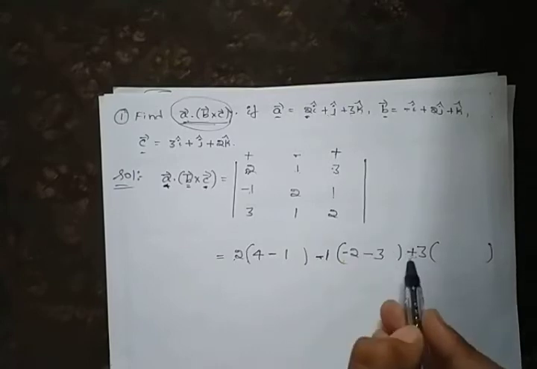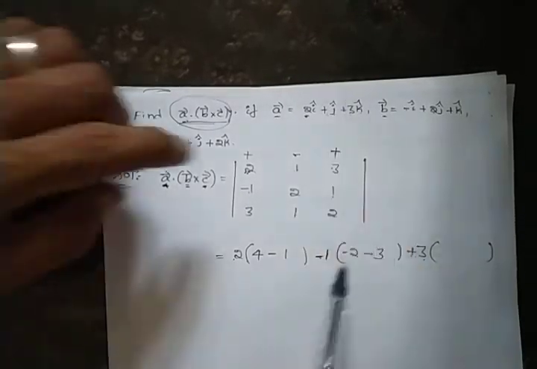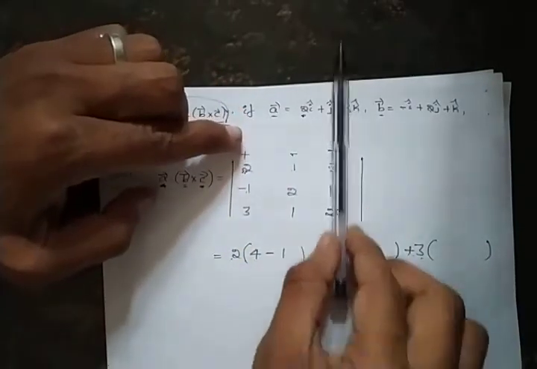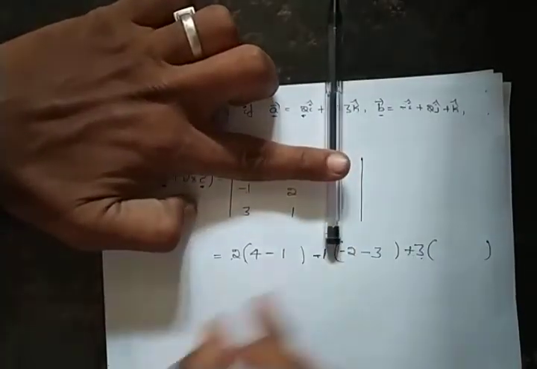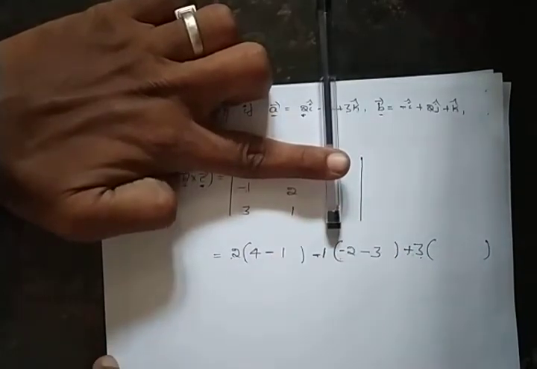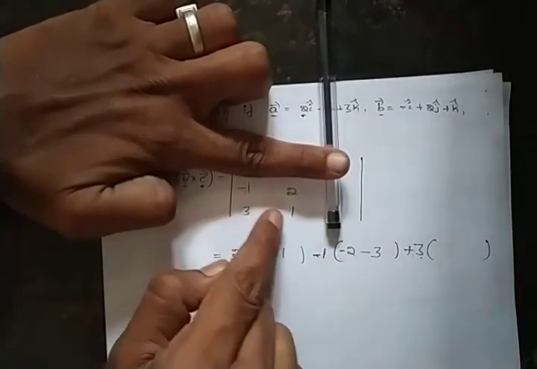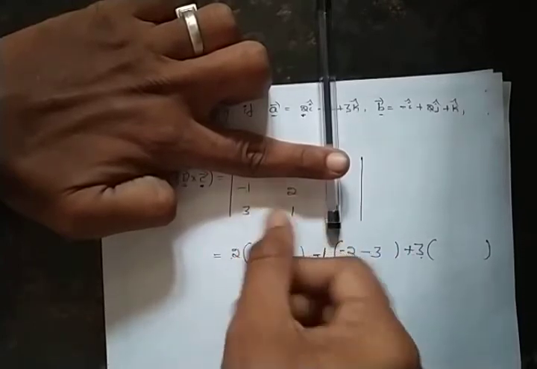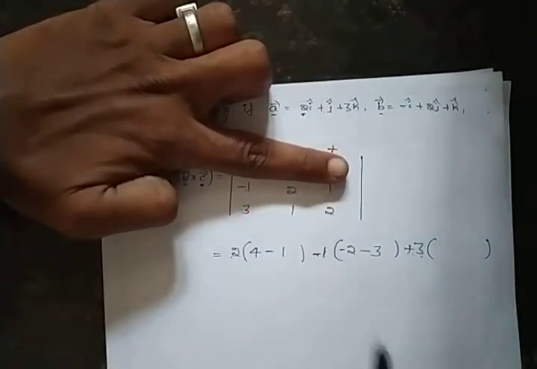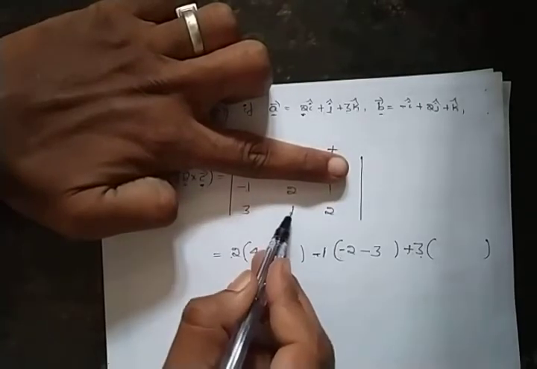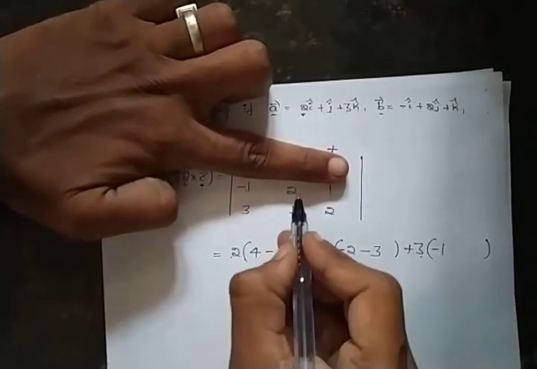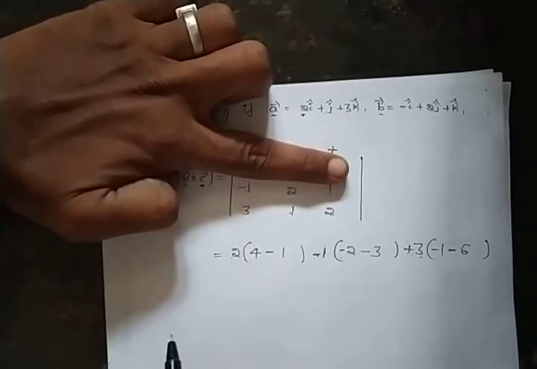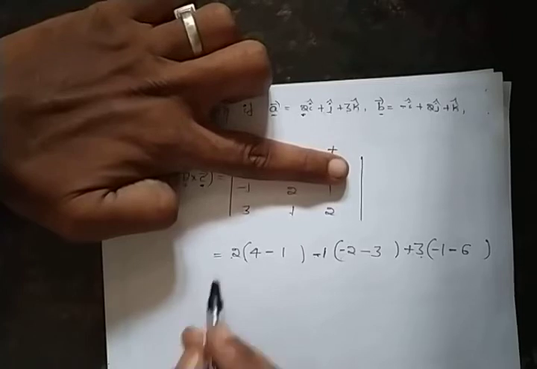Okay, next plus 3 into, this one we want. Delete that corresponding row and corresponding column. Minus 1 into 1 is minus 1, minus 2 into 3 is minus 6. Okay, minus 6.